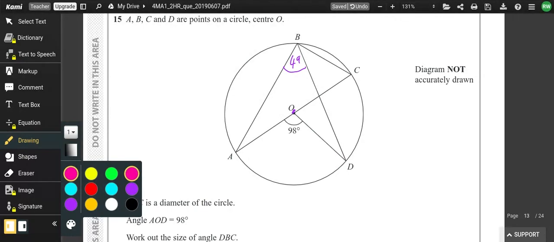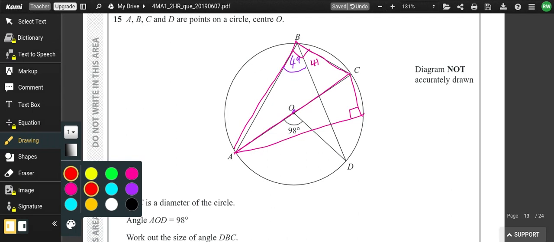When we have a diameter like AC, so that line there, as soon as I join that to another point on the circle, like there, for example, I get a right angle. Okay, so hopefully you can see that this whole thing here is a right angle because we've got the diameter going to another point on the circle. So now that we've got 90 and 49, we just subtract that to get 41 in there.